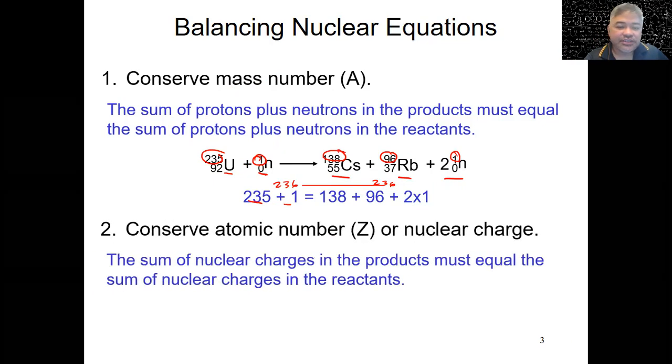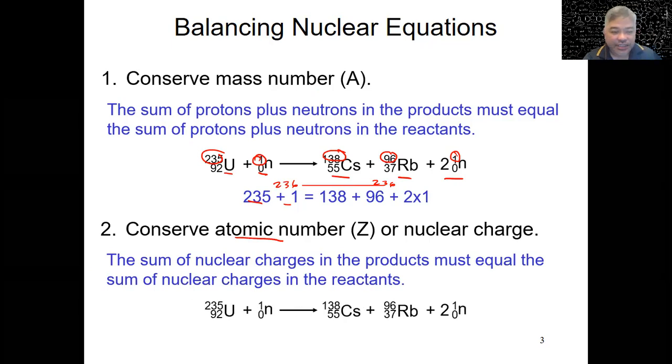Another thing that you need to consider is that it's not only the mass numbers that are the same on both sides. You also have to take into consideration that the atomic number or nuclear charge is the same on both sides. So you have the same reaction that we have there. So what happened? So it's the same reaction. So we add all of the atomic charge, or what we call atomic number. So you have 92 on one side, and then 55 plus 37, that's 92. 2 times 0 is 0. So you have 92 on both sides.